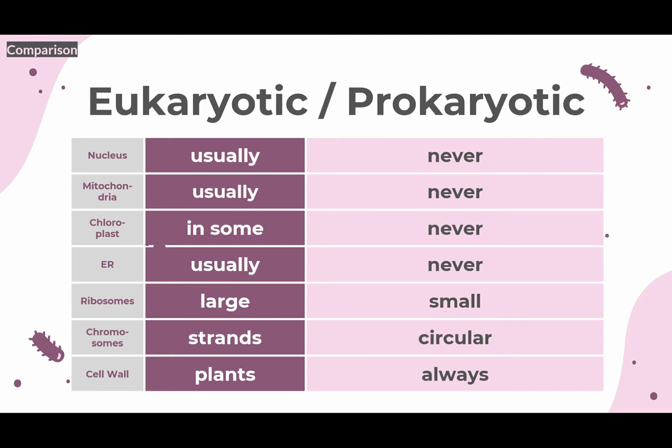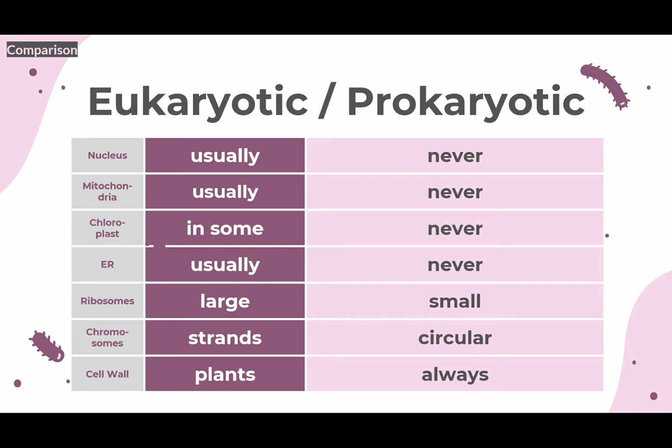And here you can see the differences in a tabular form between eukaryotic and prokaryotic cells. So on the left-hand side, you can see the structure and the occurrence in the two groups, and the nucleus is usually present in eukaryotic cells.